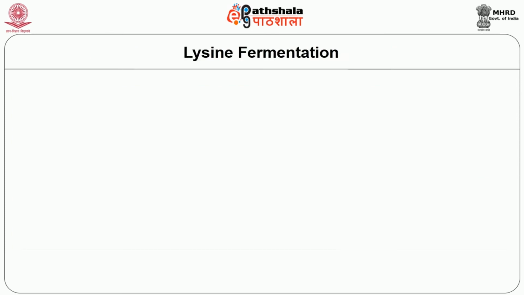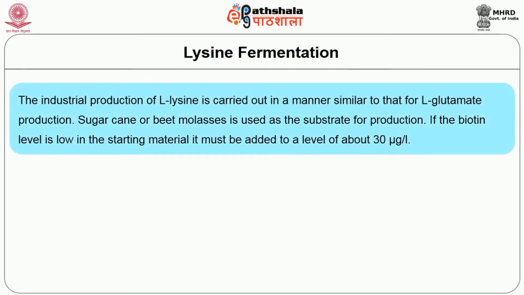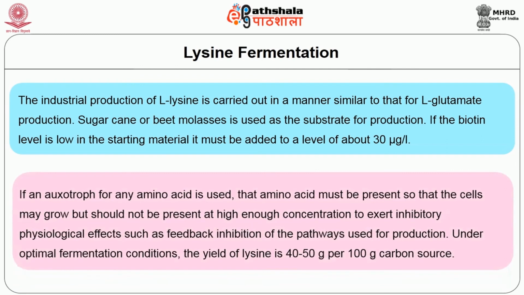Coming to the lysine fermentation, the industrial production of lysine is carried out in a manner similar to that of glutamate production. Sugarcane or beet molasses is used as a substrate for production. If the biotin level is low in the starting material, it must be added to a level of about 30 microgram per liter. If an auxotroph for any amino acid is used, that amino acid must be present so that the cells may grow but should not be present at high enough concentration to exert its inhibitory effects, such as feedback inhibition of the pathways used for production. Under optimal fermentation conditions, the yield of lysine is 40 to 50 gram per 100 gram of the carbon source.